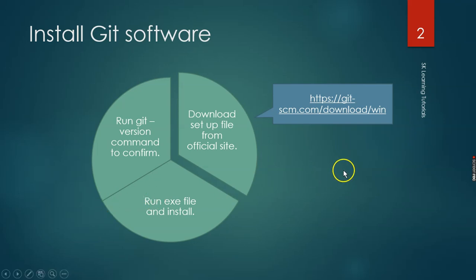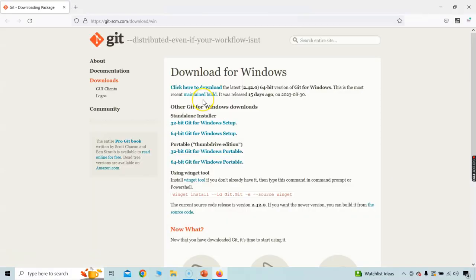To open the official website of Git software, let me click on this link. Alright, so this is the official page of Git software from where you can download its setup file. For Windows users, there are two options available. First is a 32-bit and second is a 64-bit. So basically, first you need to check your system type. If your system is of 32-bit type, then you need to click on this link. If your system is of 64-bit type, then you need to click on the second link.